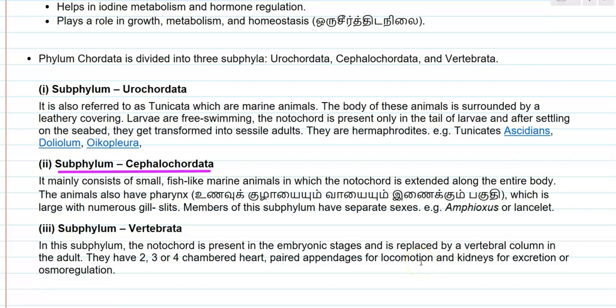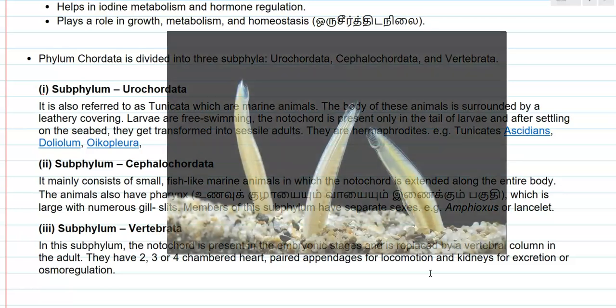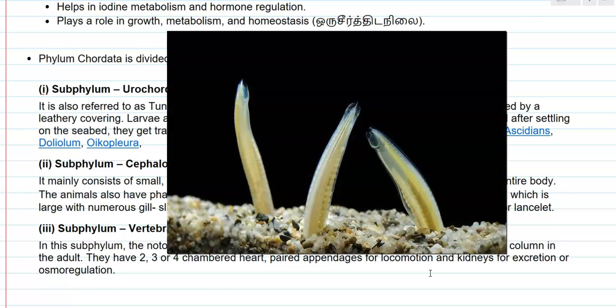The next subphylum is Cephalochordata. They mainly consist of small fish-like marine animals in which the notochord extends along the entire body. These animals also have a large pharynx with numerous gill slits that help in their respiration. Members of this subphylum are not hermaphrodite in nature. They have separate sexes. An example is Amphioxus or Lancelet.